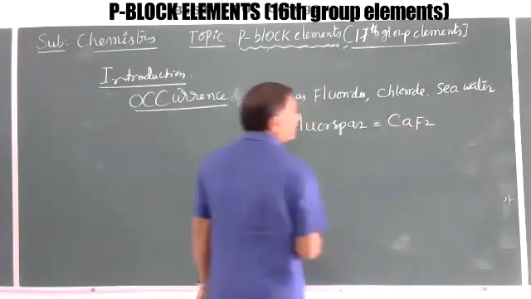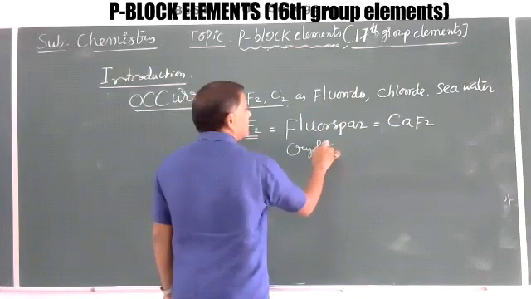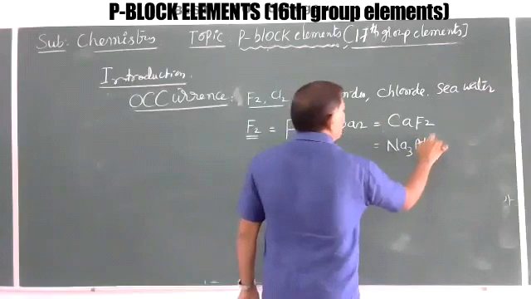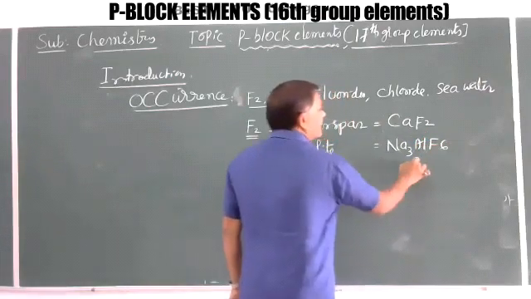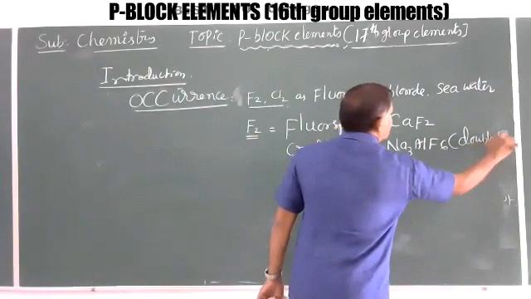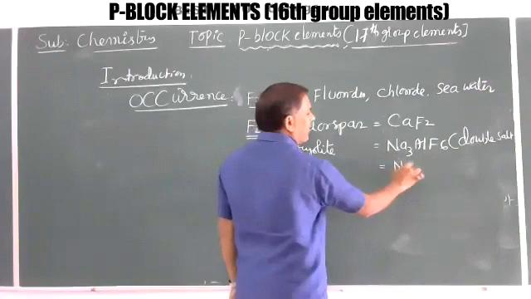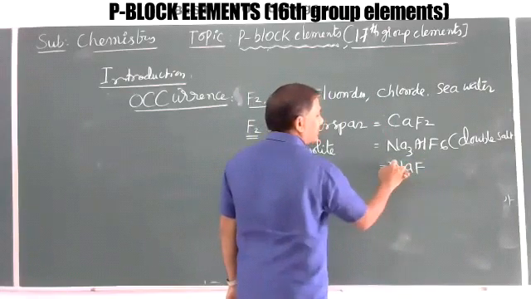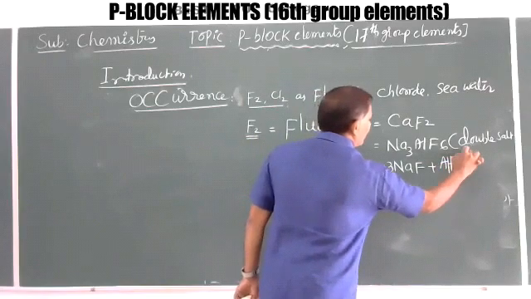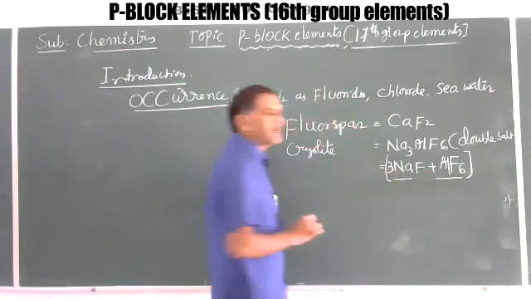It is cryolite, Na3AlF6. It is a double salt because it contains 3 moles of NaF, sodium fluoride, plus AlF3, aluminum fluoride. It is a double salt because it contains 2 simple salts.